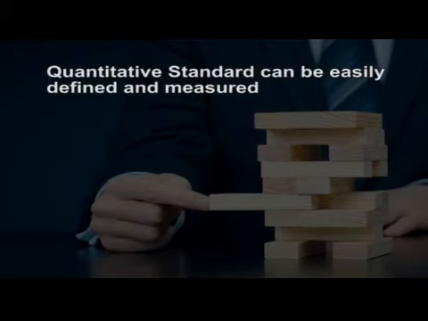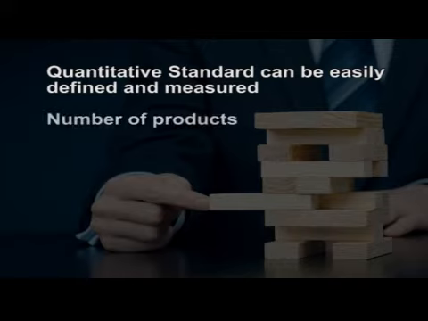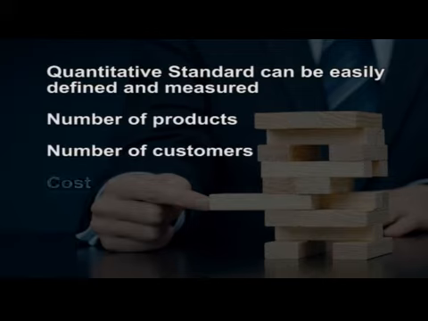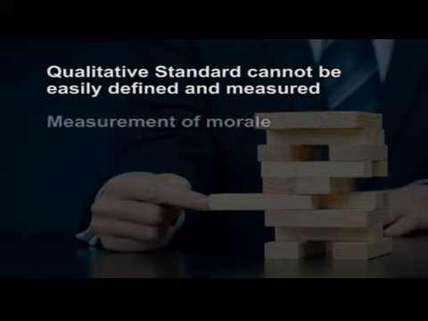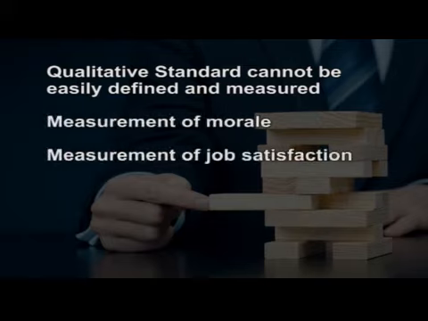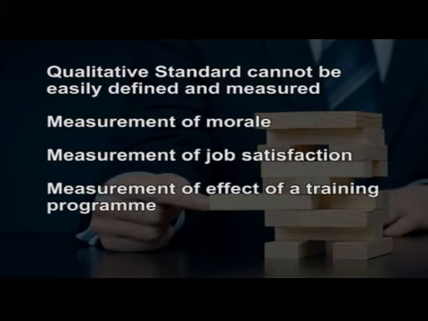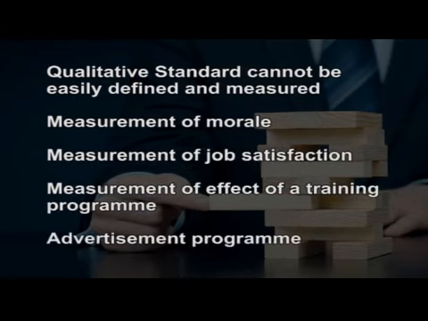Quantitative standards can be easily defined and measured. For example, number of products, number of customers, cost, net profit, time limits, etc. Qualitative standards cannot easily be defined and measured. For example, measurement of morale, measurement of job satisfaction, measurement of effect of a training program, advertisement program, etc. It is better to have quantitative standards because they are measurable.